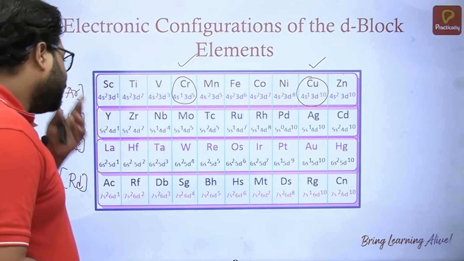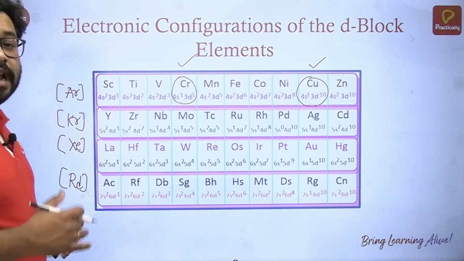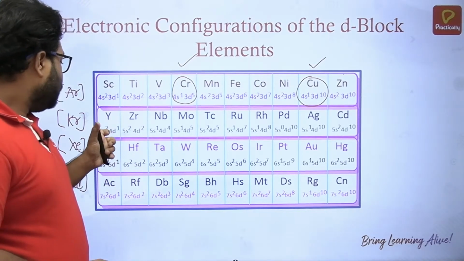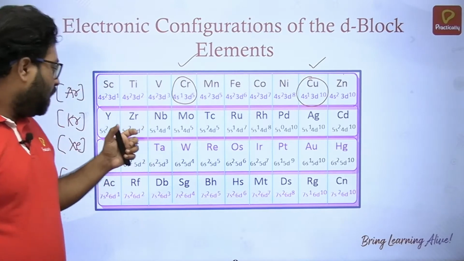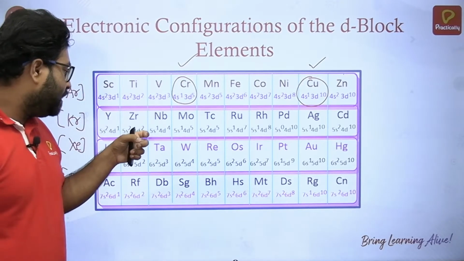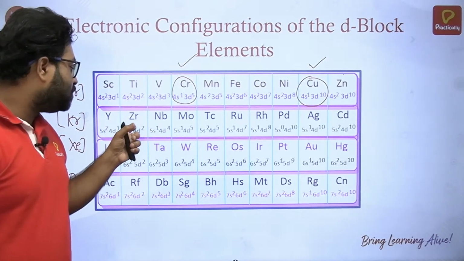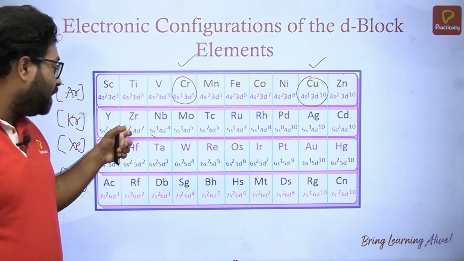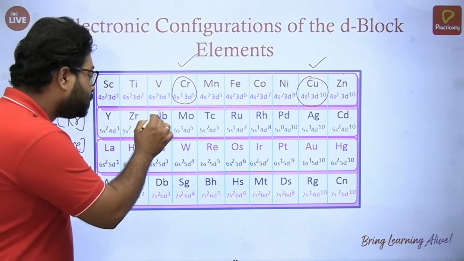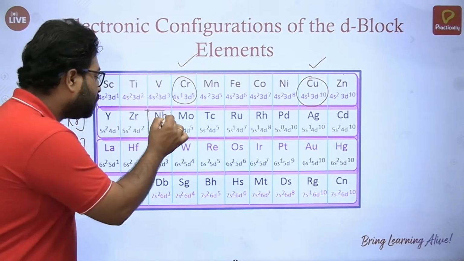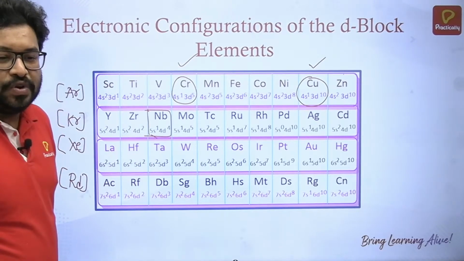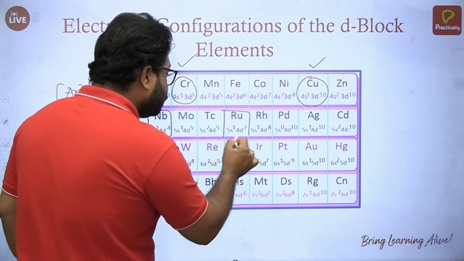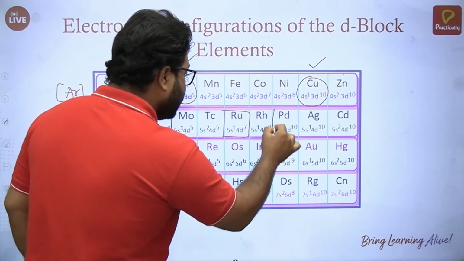But there are some notable exceptions in the 4d series. I'll show you how. Look here: yttrium, zirconium, niobium. Zirconium is 5s2, and niobium could have been 5s2 too. There is no question of half-filled here, but it still took one electron from the s to become 4d4 5s1. Any reason? We don't know. There is no reason as such for it. The same thing happened here at ruthenium, and lastly at palladium also.